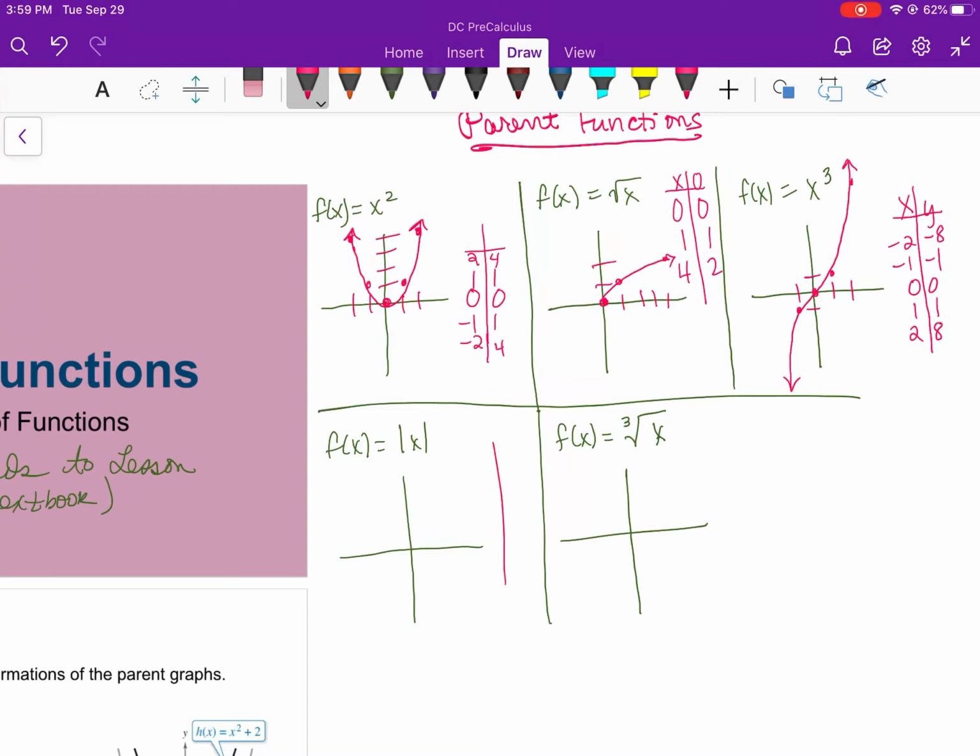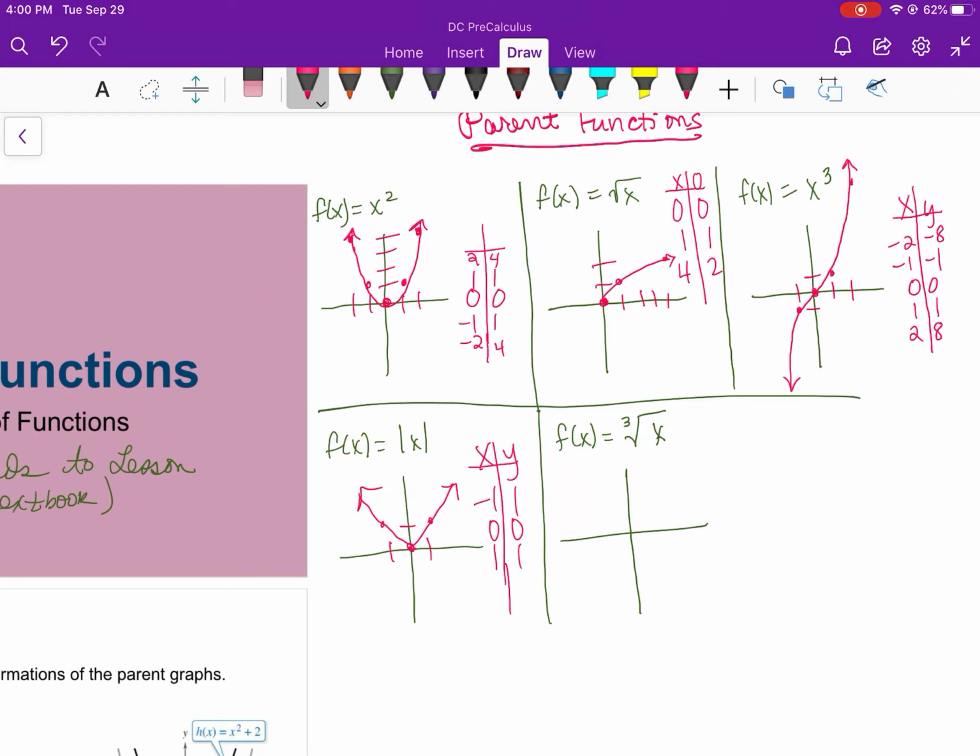Absolute value is next. Key points that we'll want to graph are 0, 0, 1, 1, negative 1, 1, and so on. Those are the same points that we use for a parabola. And this is our V-shaped graph. So make sure you have a nice rigid V.